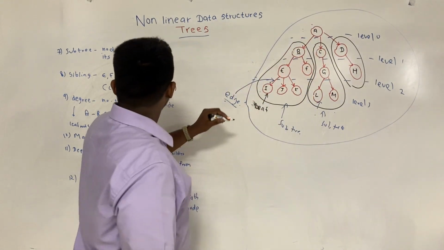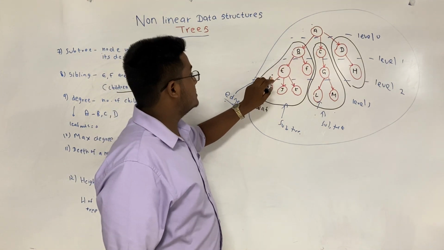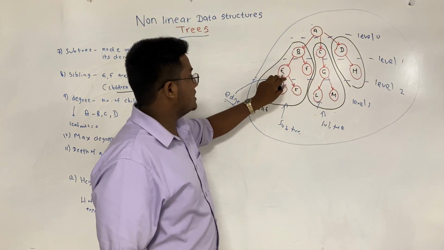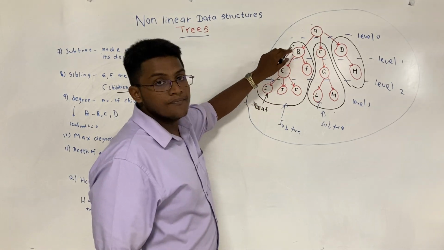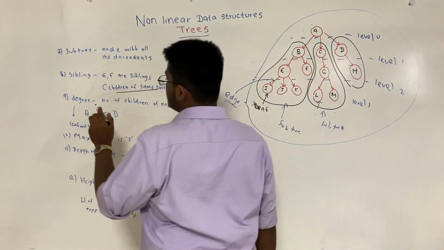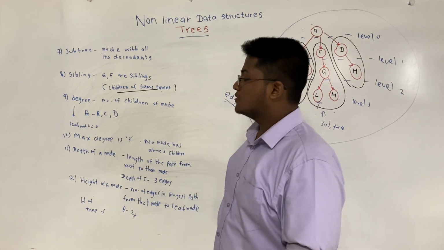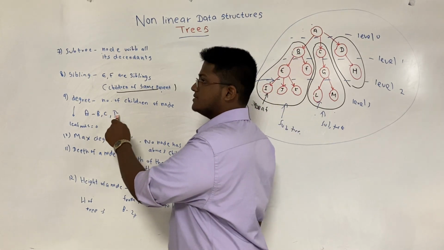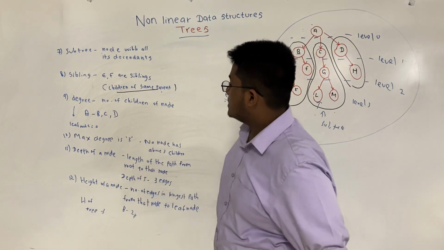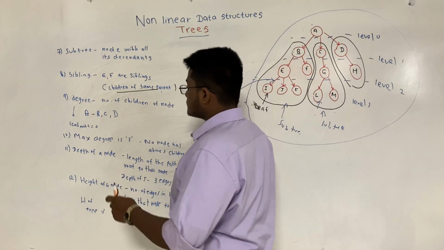That is meant by a sibling, right? So in here, if we take B, the siblings are E and F. So E and F belong to the same parent, B. That is meant by a sibling. Next, when we move to degree, right? Degree means the number of children of a node, right?